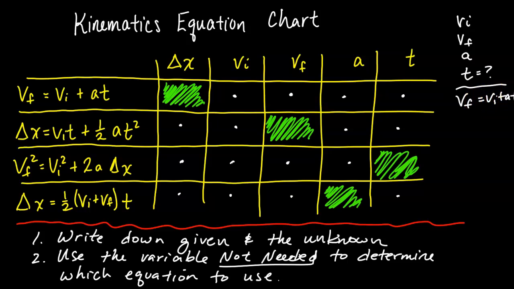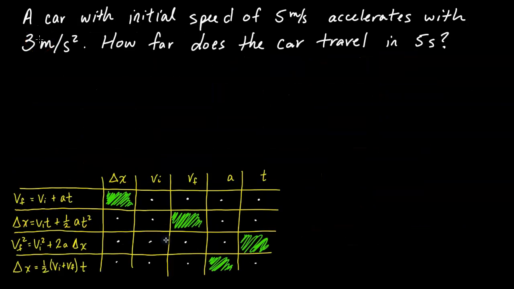Okay, so depending on what is not given and what is not asked for, meaning it's not the unknown, that is the variable you're going to look for. You're going to look for the green shaded box, and then that will tell you which equation to use. So let's take a look at an actual problem and try to apply our kinematics chart. In this question, it says a car with initial speed of 5 meters per second accelerates with 3 meters per second squared. How far does the car travel in 5 seconds?